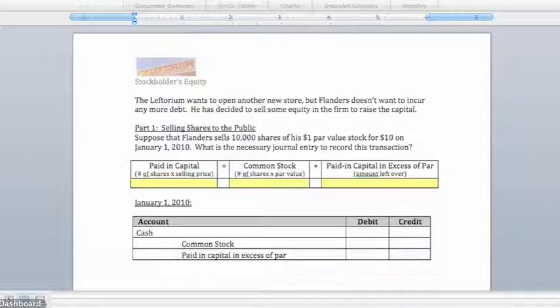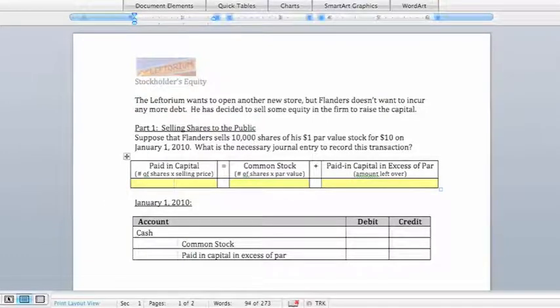So when Flanders sells 10,000 shares to the public, he's going to end up receiving $100,000 because each has a market value of $10. And so what we're going to do is take the number of shares, or 10,000, times our selling price of 10. And so Flanders is going to have paid-in capital of $100,000. The par value of these shares is given as $1. So we're going to designate $1 for each of the shares issued, a total of 10,000, for a total common stock amount of $10,000. And then any excess will get called paid-in capital in excess of par, which in this case is $90,000.